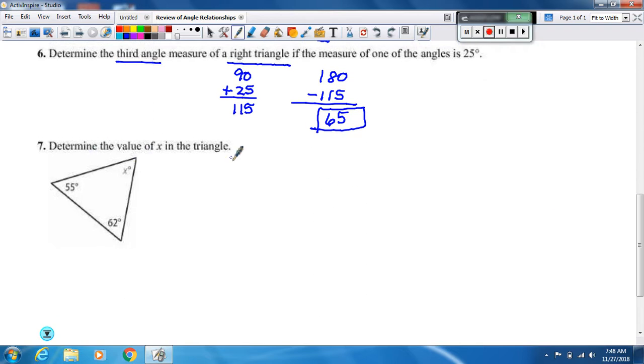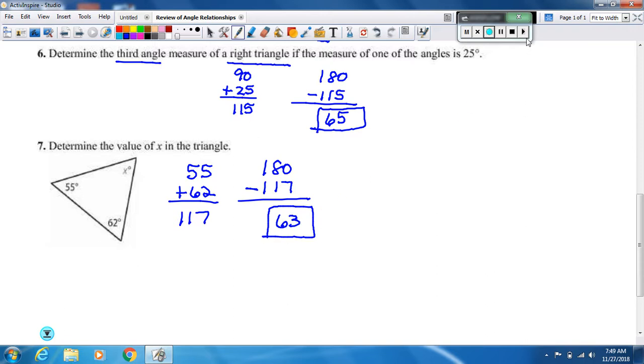Determine the value of x in the triangle. Well, it's just like the other, number 6, except they drew it into a diagram. So the two angles they gave you were 55 and 62. That adds up to 117. But there are 180 degrees in a triangle, so if you subtract out the 117 that they gave you, you get 63. And that's the answer to that one.